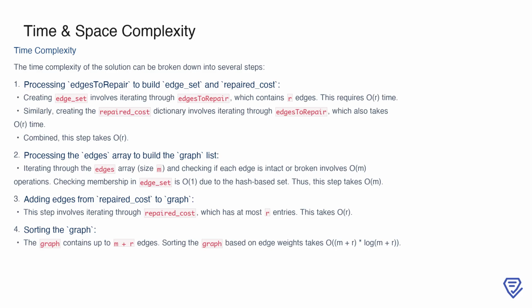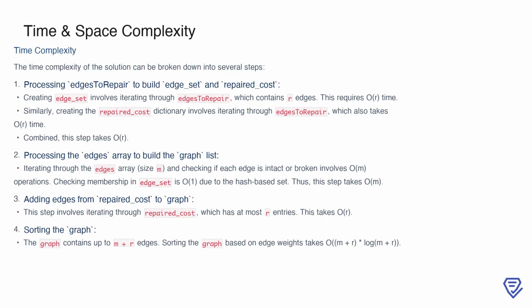In analyzing the time complexity of our solution, we can break it down into several key steps. First, we process the edges to repair array to build two structures, edge_set and repaired_cost. Since this involves iterating through our edges and edges to repair, both operations require O(R) time, resulting in a combined cost of O(R) for this step. Next, we process the edges array, which contains m edges. For each edge, we check whether it belongs to the edge_set, which is done in constant time due to the hash-based implementation. Iterating through all m edges therefore requires O(M) time.